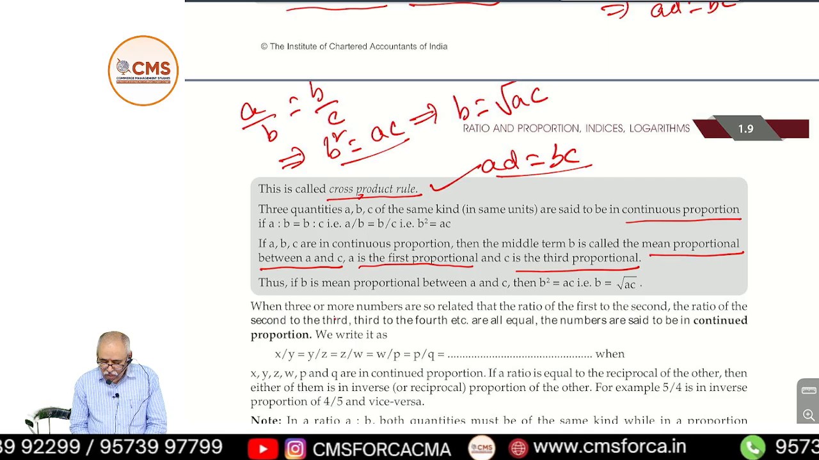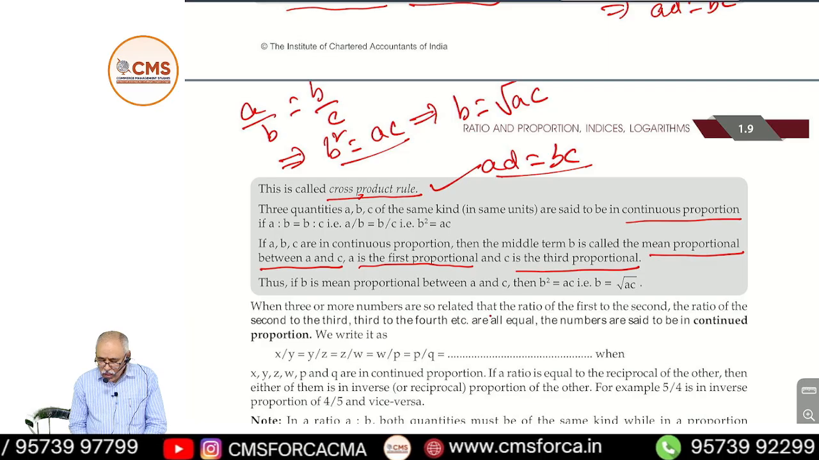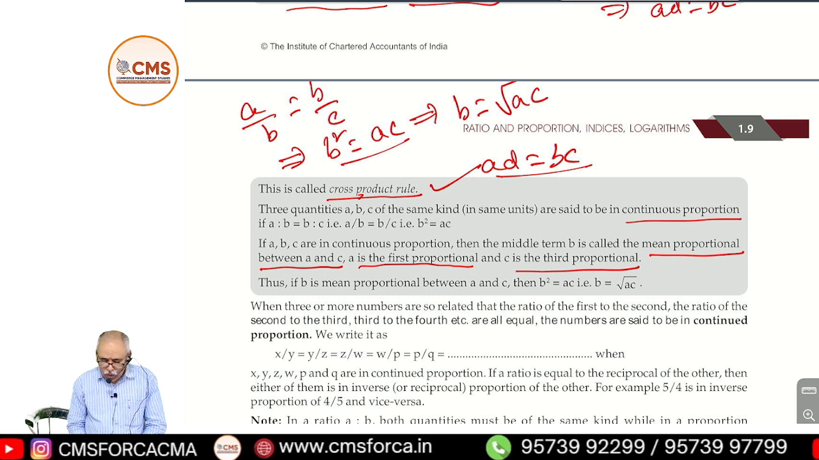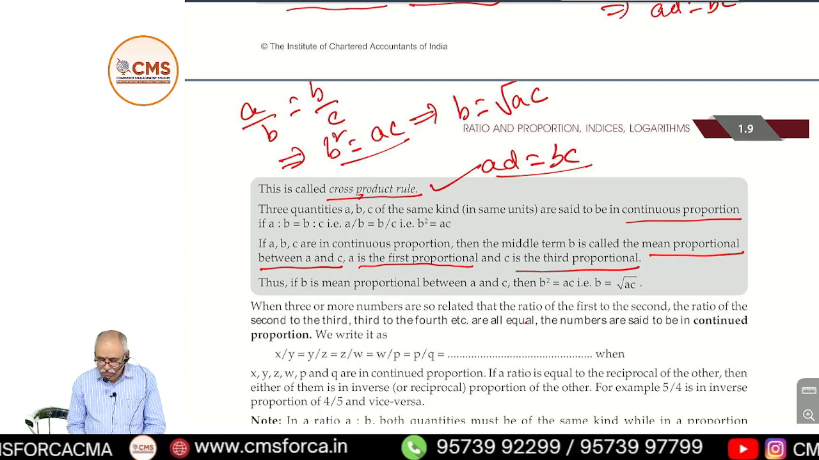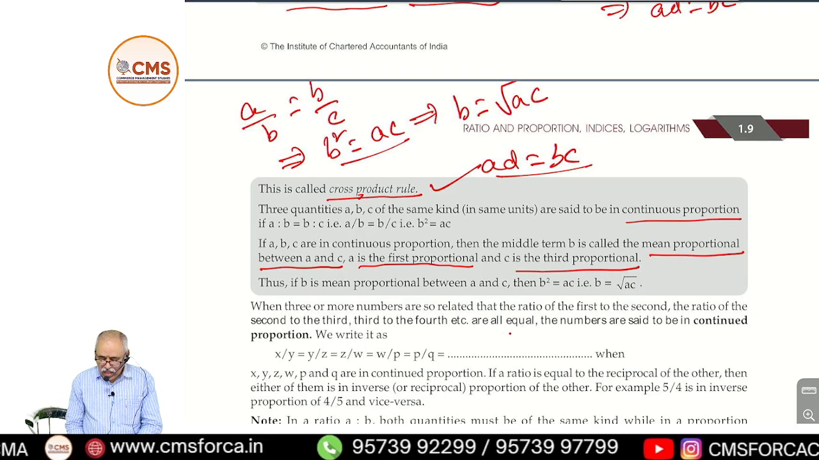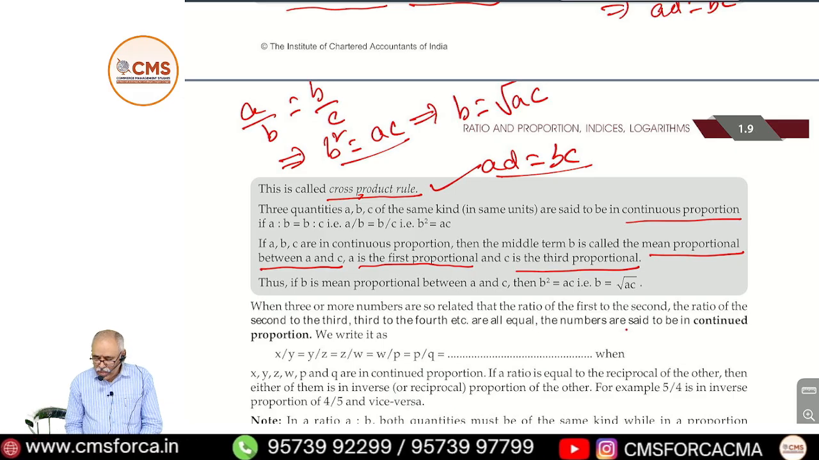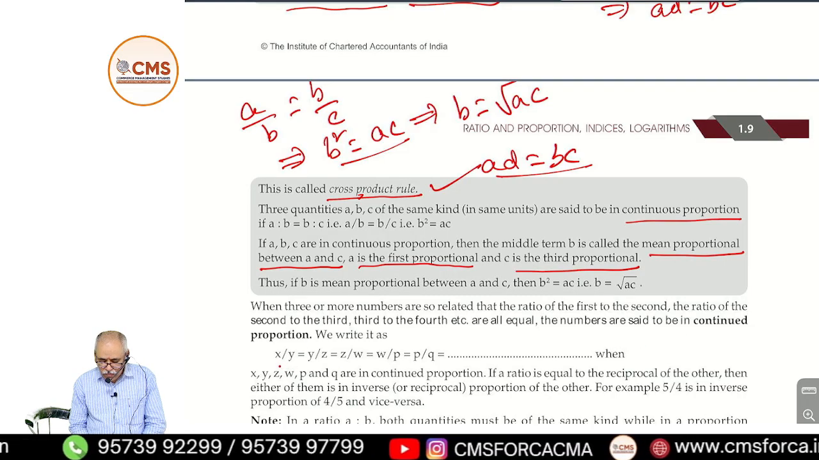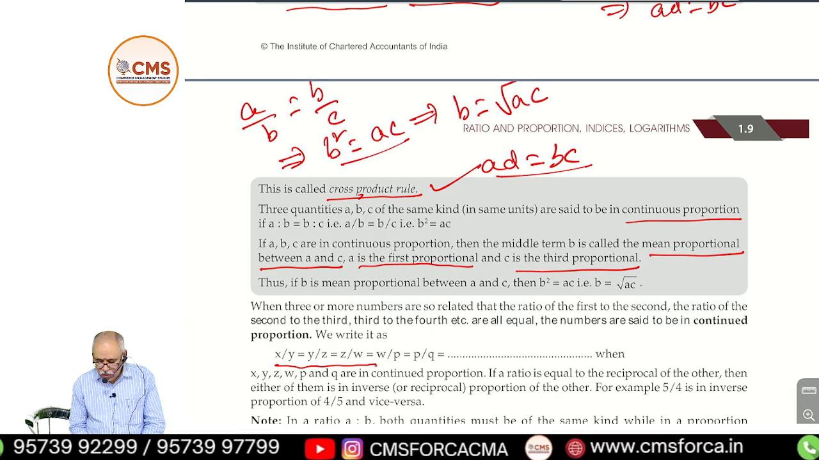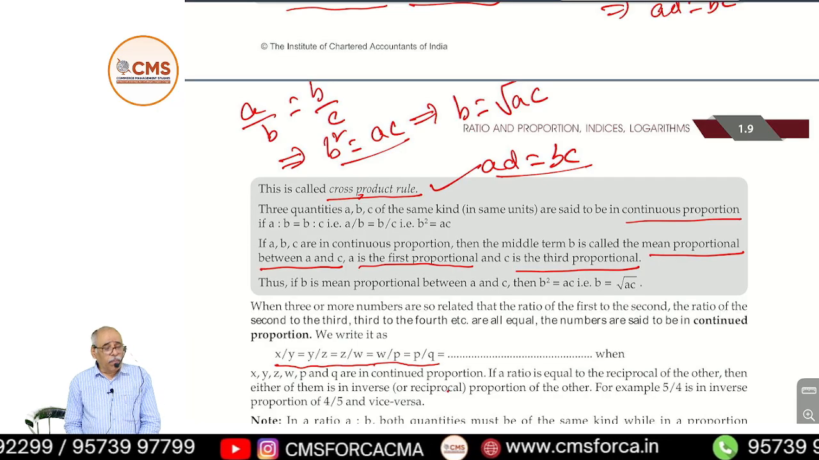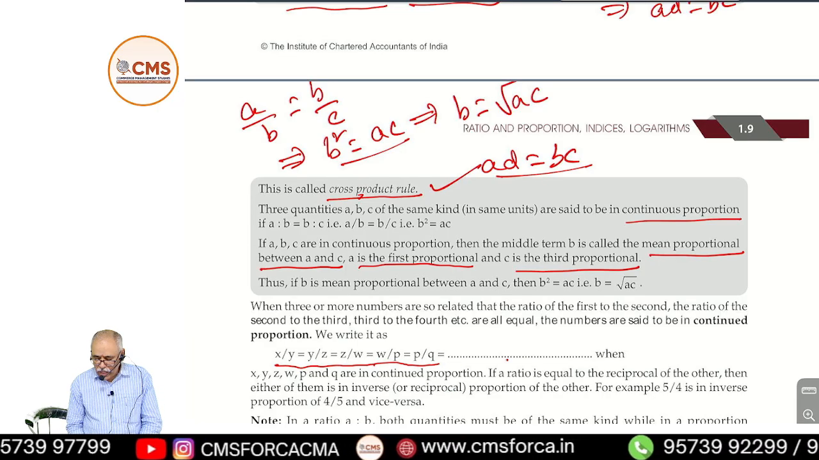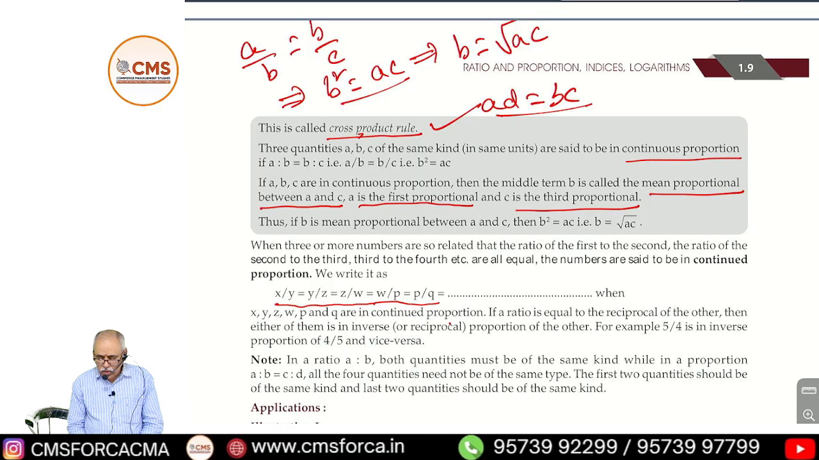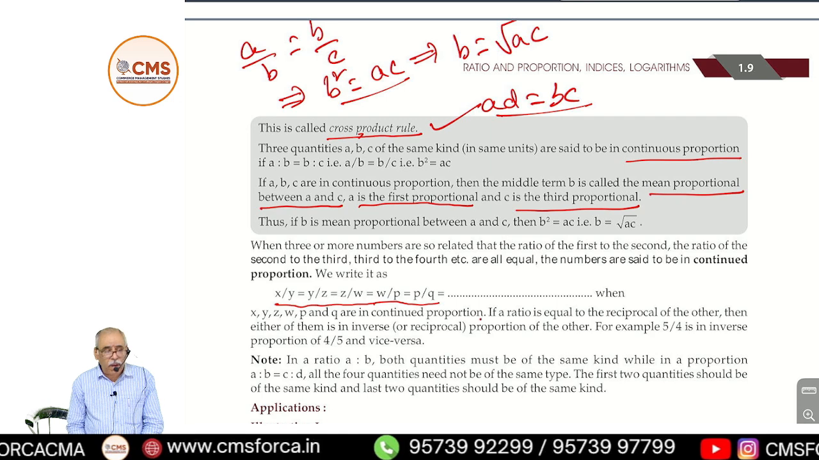Now, when three or more numbers are related such that the ratio of first to the second, the ratio of second to the third, third to the fourth, and so on, if all are equal, the numbers are said to be in continued proportion. See what is given here: x by y is equal to y by z is equal to z by w is equal to w by p equal to p by q and so on. Then we say that x, y, z, w, p and q and so on are in continued proportion.